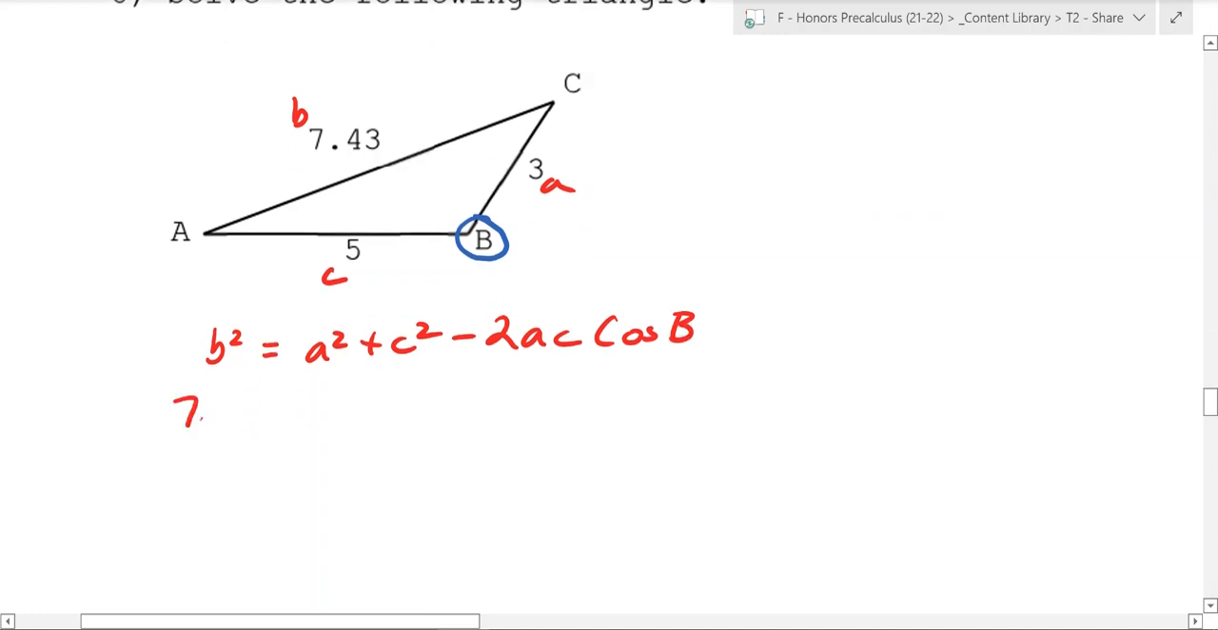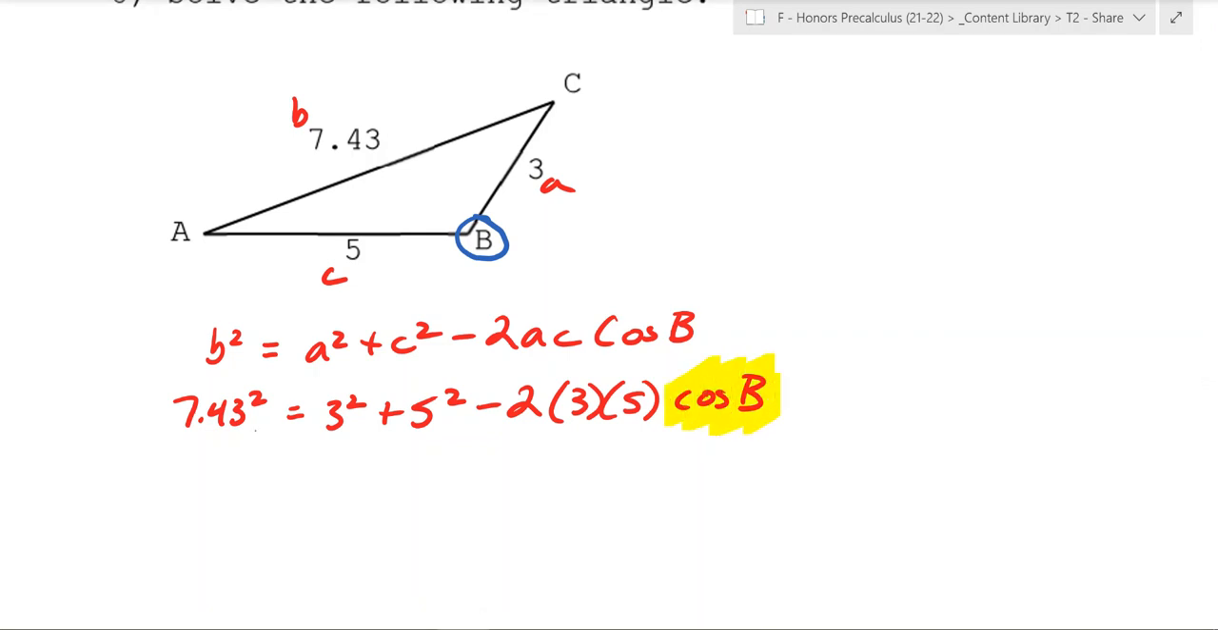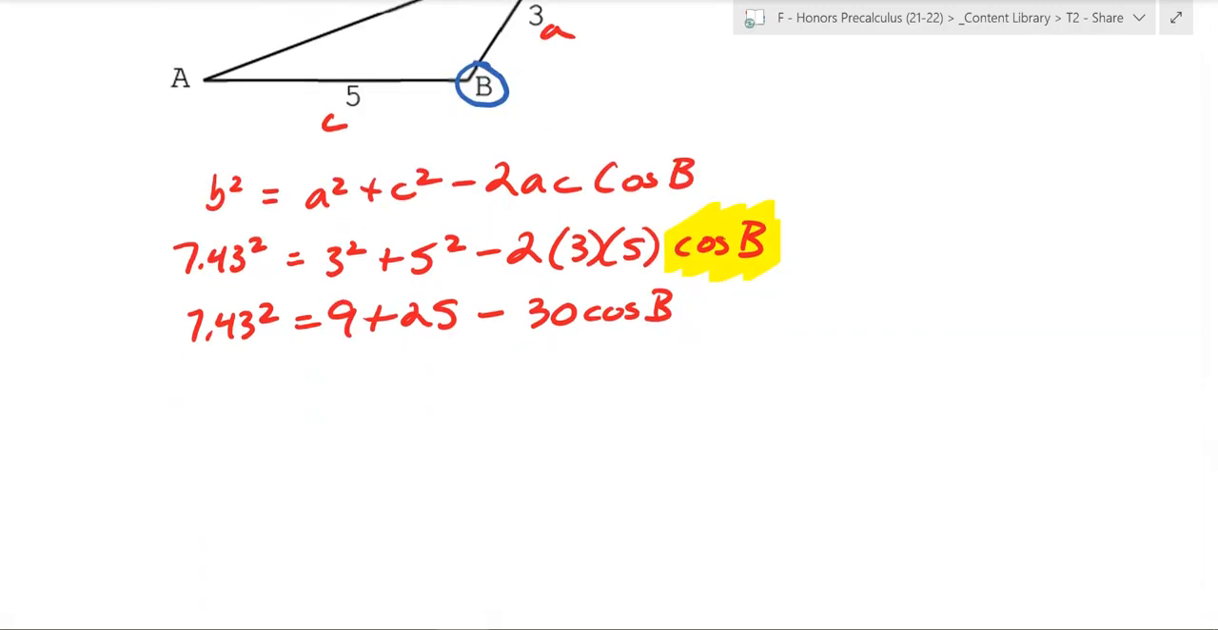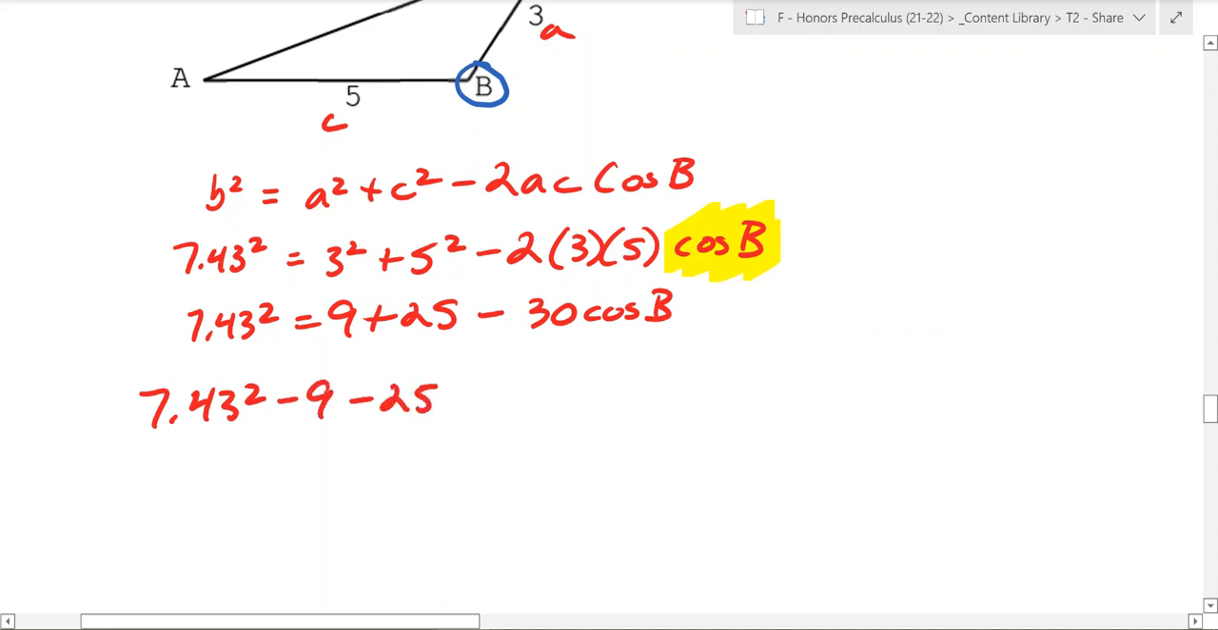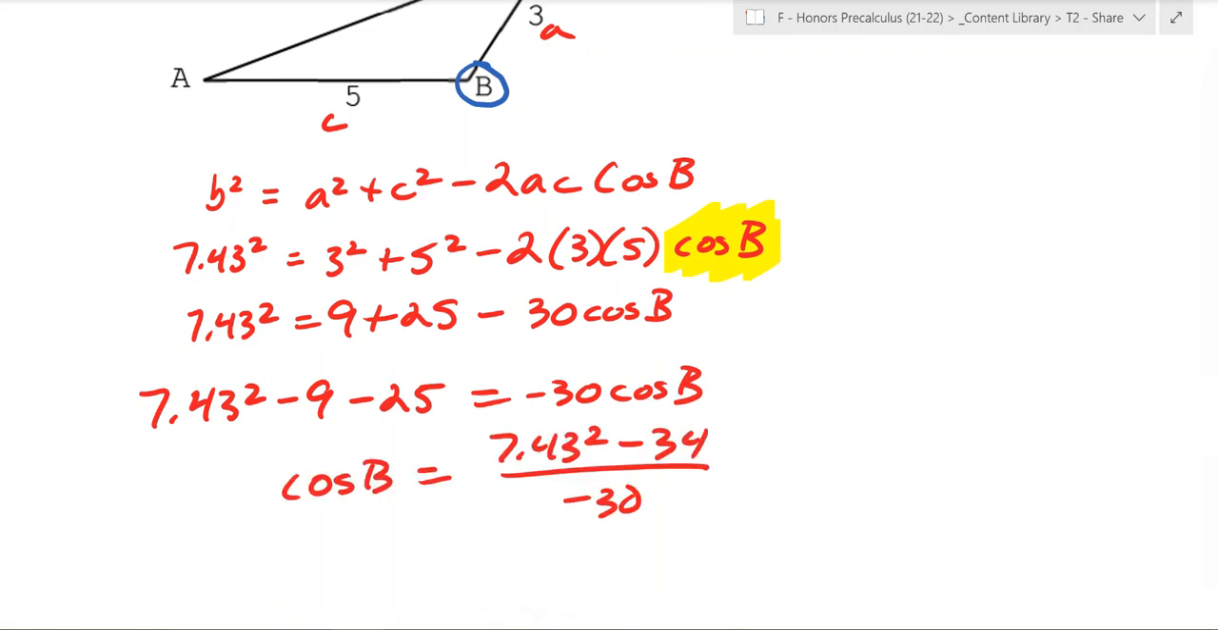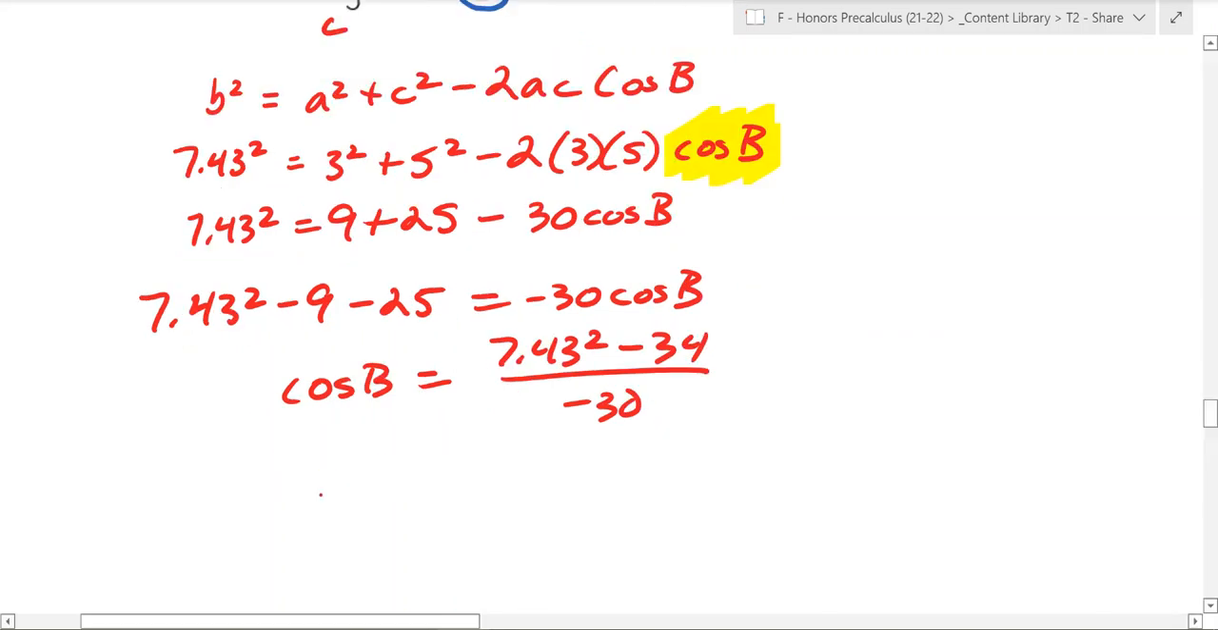And we have values for all of the lowercase things. So we know that it's going to be 7.43 squared equals 3 squared plus 5 squared minus 2 times 3 times 5 cosine B. And that looks big, but it really isn't. We just need to isolate this cosine B. So we can do a little bit of algebra and get that next line right there. And let's just move things over. 7.43 squared minus 9 minus 25 equals negative 30 cosine B. So then you can write it as that fraction. So that means that B is equal to cosine inverse of this whole thing.